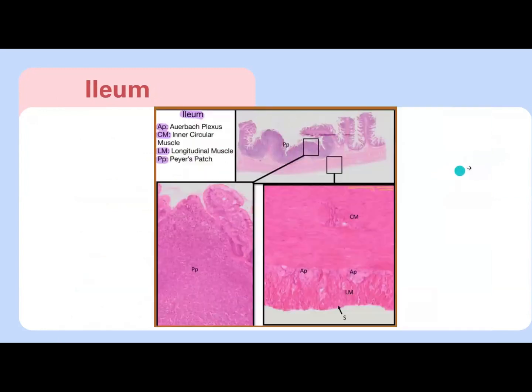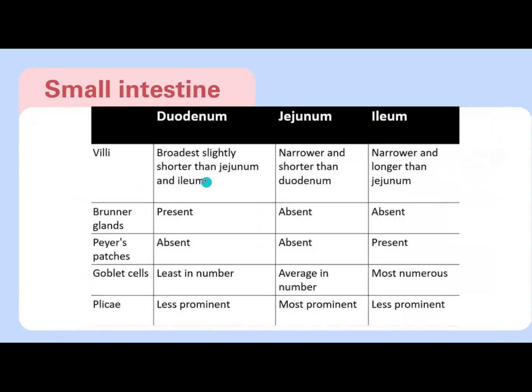This is the table that summarizes everything. So we said the duodenum has the broadest lumen, slightly shorter than the jejunum and ileum.